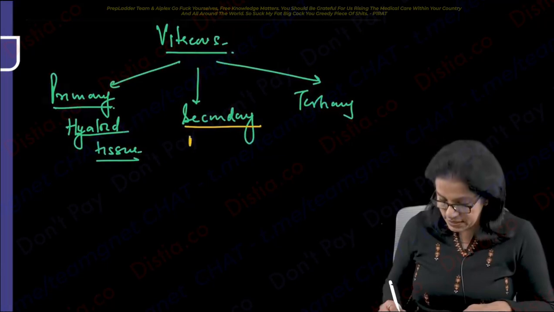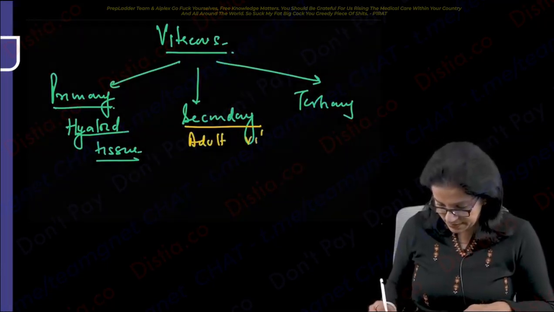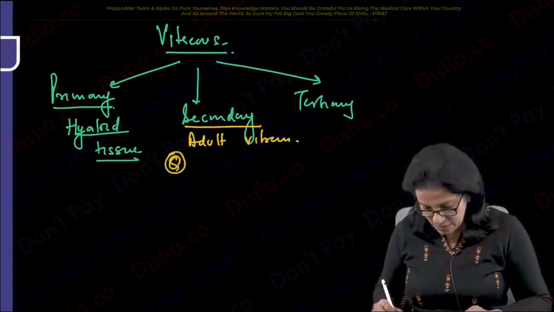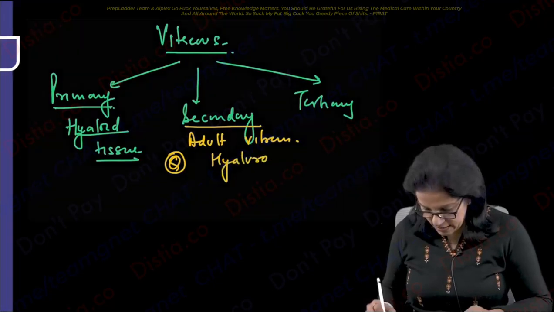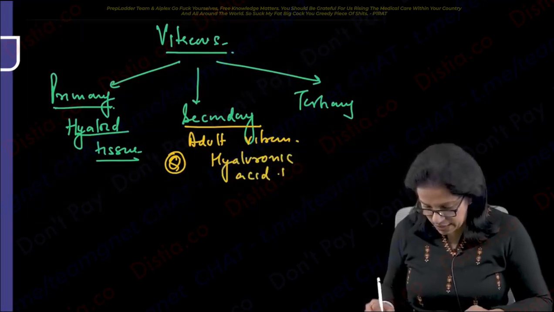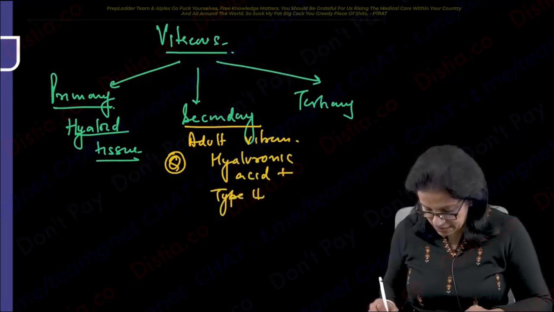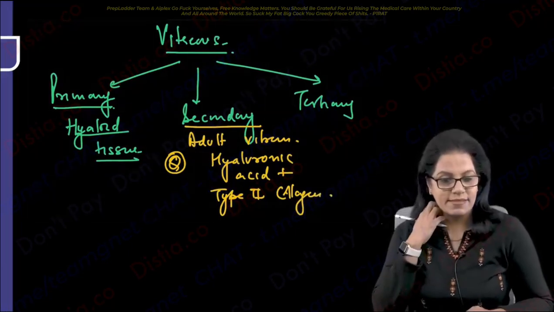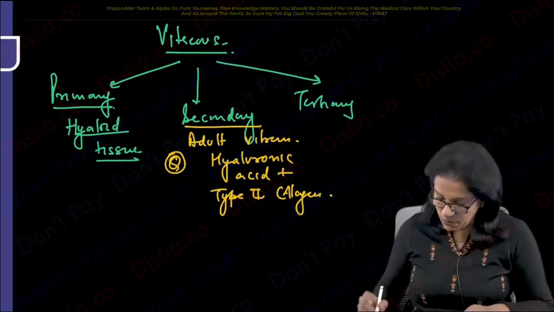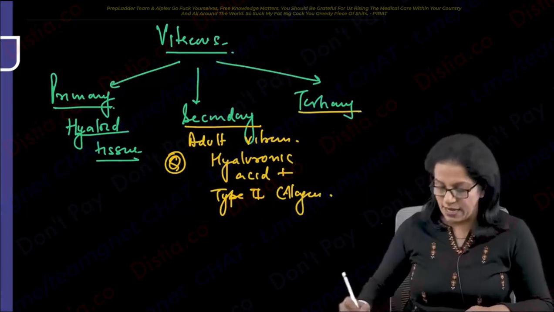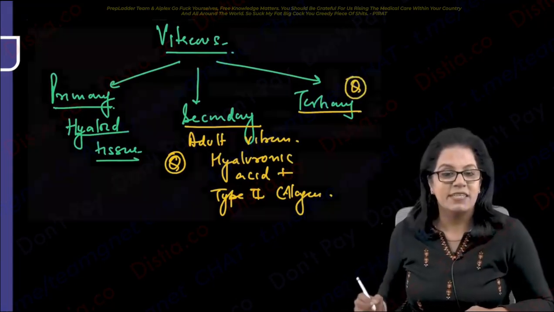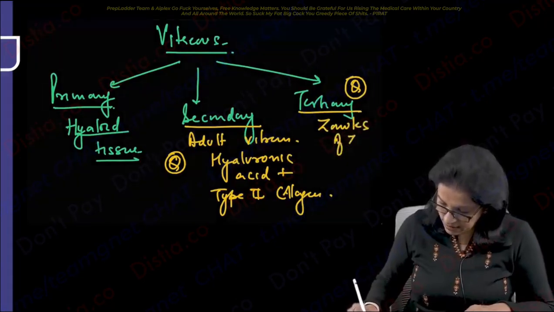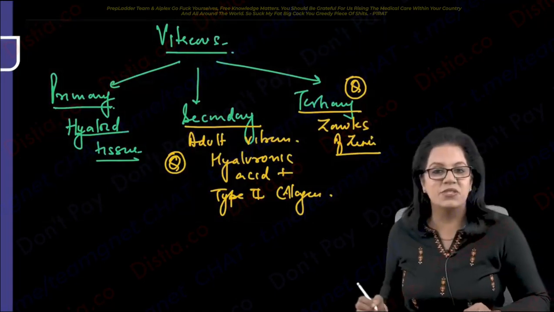So what is secondary vitreous? It is adult vitreous. What is it composed of? Question number 1. This is primarily hyaluronic acid and type 2 collagen. Hyaluronic acid and type 2 collagen. Right? Okay. And what is tertiary vitreous? Another exam question. Tertiary vitreous is zonules of Zinn. The suspensory ligaments, they are nothing but tertiary vitreous. That is called tertiary vitreous.